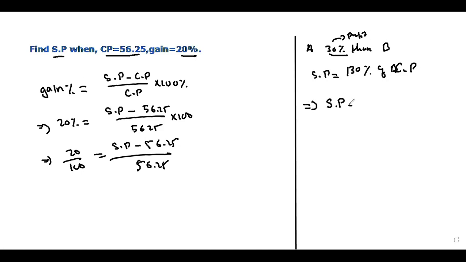Selling price is equal to the 20% gain more into what? You shouldn't write 20% of cost price. It will be wrong. You have to write 120%. You have to add 100% plus 20% more gain. So you are told to find the SP. So 120 divided by 100 times cost price, which is given as 56.25. When you calculate this, you will get the answer 67.5.